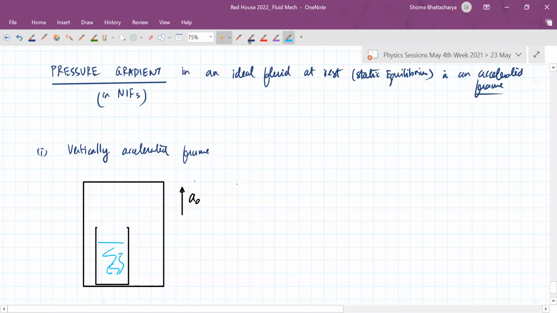So whether we observe this from the point of view of the person inside the frame or even from the inertial frame in the ground below, we'll get the same result that if we take our vertical axis to be the y-axis and the horizontal plane to be the xz plane, we'll get again del p by del y will be minus rho of this time a naught plus g, whereas del p by del x will be equal to del p by del z, which will be equal to 0, which is a horizontal gradient.